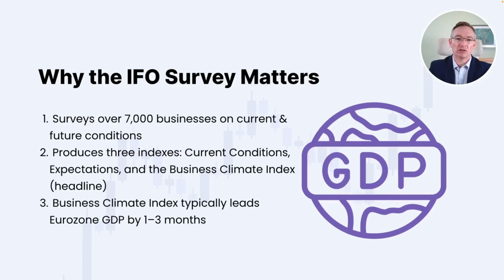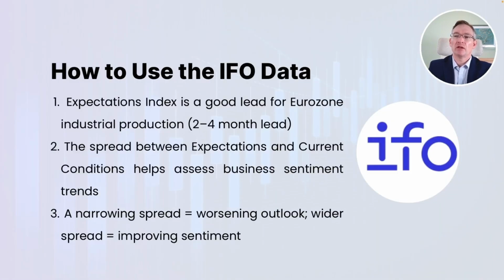The IFO survey matters because it asks over 7,000 businesses about both their current situation and their expectations for the next 6 months. The results are compiled into 3 different indexes. One for current conditions, one for expectations, and a combined one called the Business Climate Index. Historically, this headline leads Eurozone GDP growth by around 1 to 3 months. Now, the Expectations Index is also a strong forward signal for industrial production, both in Germany and the broader Eurozone.